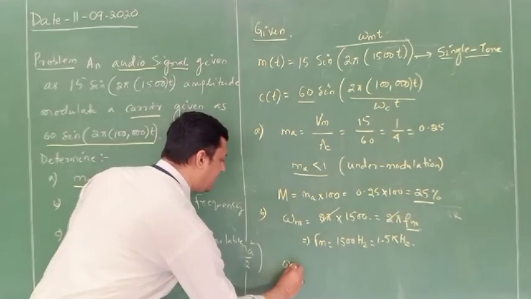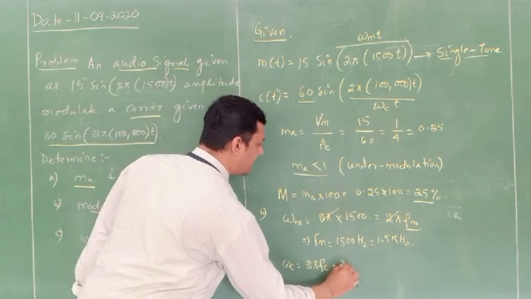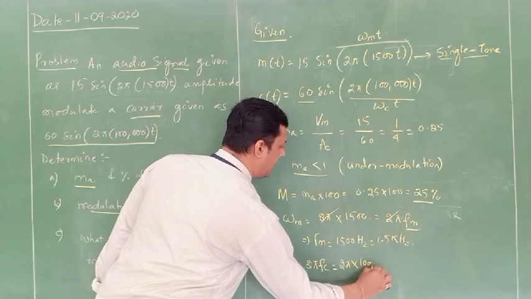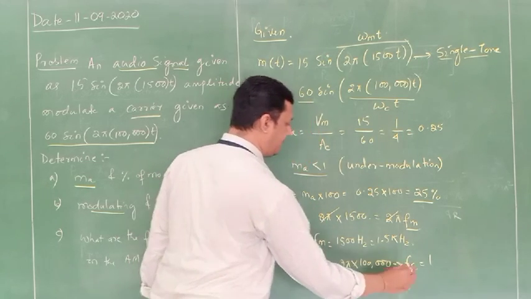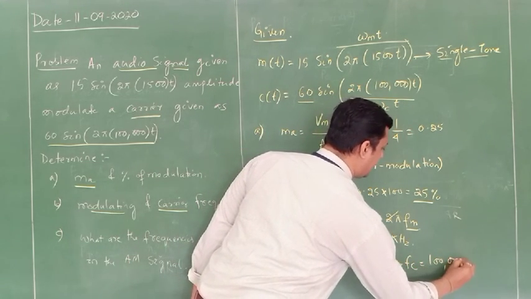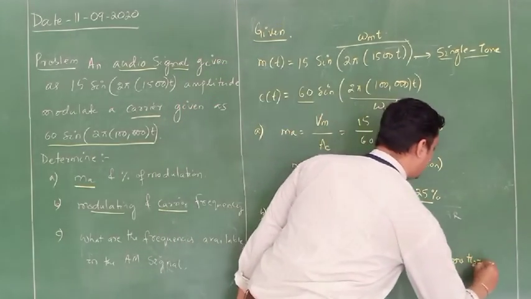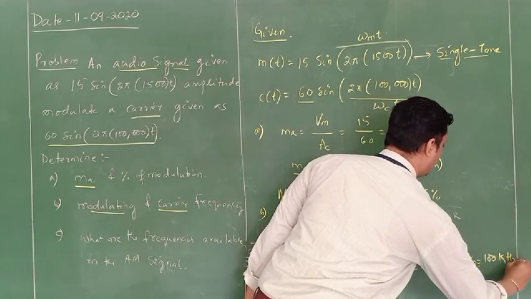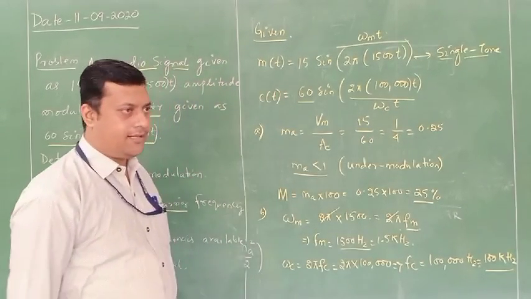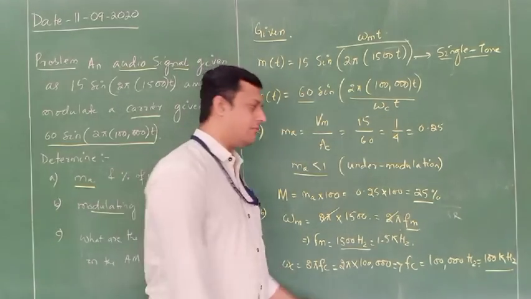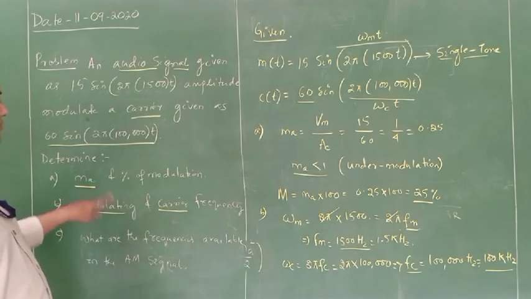Similarly, the carrier frequency I can find out. 2 pi fc is equal to 2 pi into 1 lakh, which gives fc is equal to 1 lakh hertz. Okay, or I can write 100 kilohertz. Done. So this is my modulating signal frequency fm, and this is my carrier frequency, which is used for modulation purposes. So these are the two things.